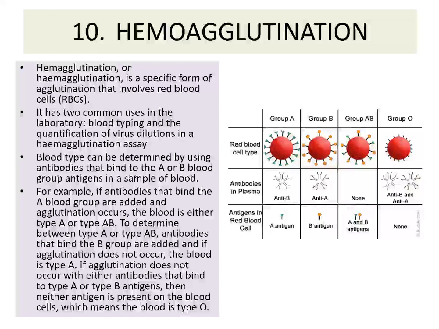If agglutination does not occur with either antibodies that bind to type A or type B antigen, then the blood type is O. So in this way, four types of blood groups are there: A, B, AB, and O.